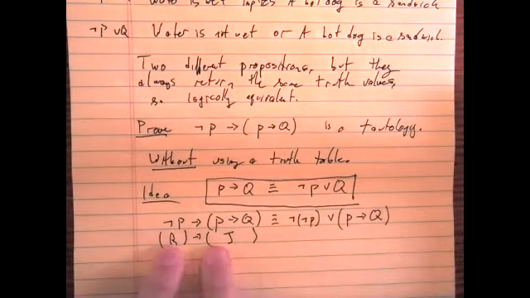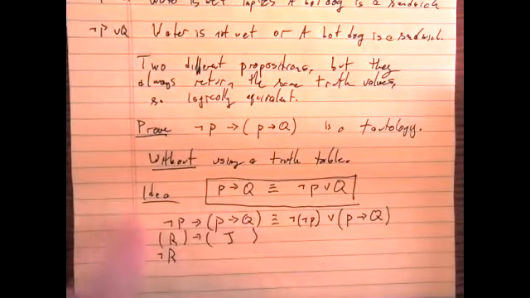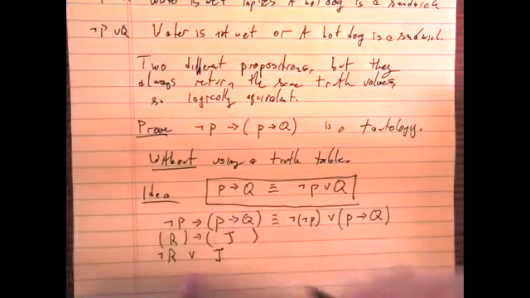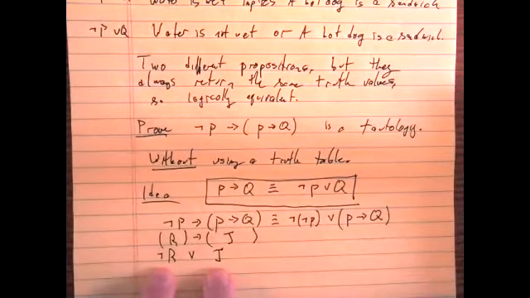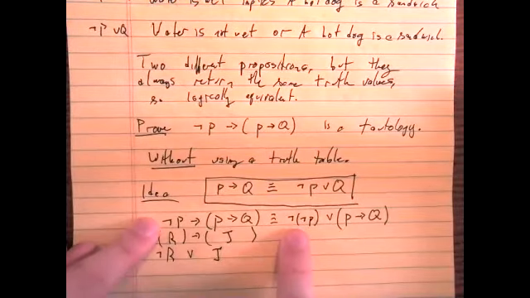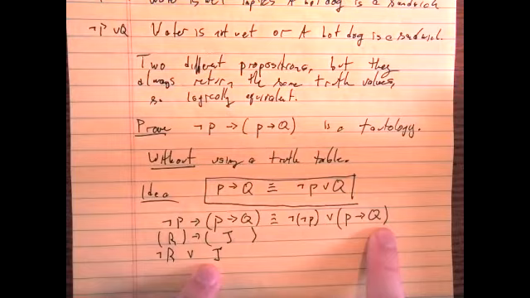What I can always do if I have an implication is negate the first term, not R, and then I switch the arrow to an or, and then J. But then when I translate back, not R is the same as not P. I get the or, and then J is just P implies Q. Does that help, Catherine?